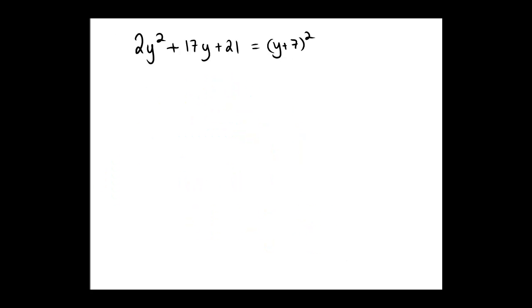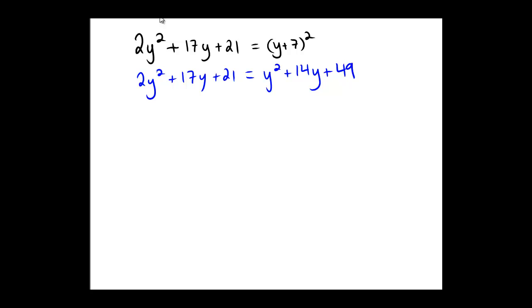So pause the video and try this one out on your own, very similar. And assuming you took a shot and tried it on your own, I'm going to first do 2y squared plus 17y plus 21. And on the right hand side, I'm going to FOIL or distribute out the perfect square y plus 7 squared, which would be y squared plus 14y plus 49.